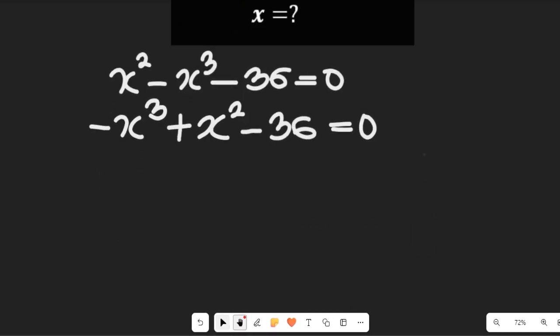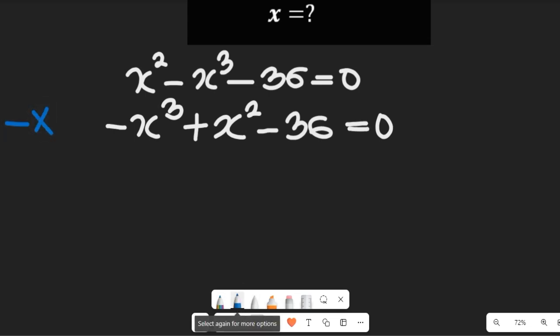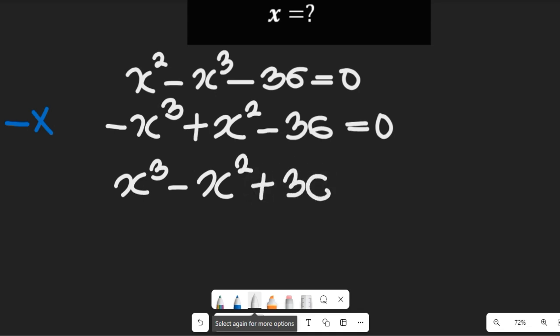Now from that expression, I can work with negative x to the power of 3, so I have to multiply both sides by negative. So if I multiply both sides of the expression by negative, I'm going to have that expression to now give me x to the power of 3 minus x squared plus 36, and this will be equal to 0. Great. So what do I do from here? My factorization now comes in.